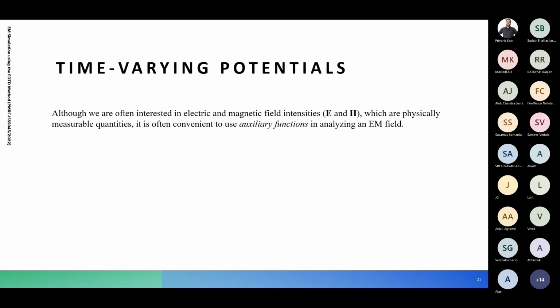Now, for the time varying potentials, although we are interested in electric and magnetic field intensities, which are physically measurable quantities, solving using E and H might be a little complex. Therefore, we use auxiliary functions for analyzing the EM fields. And what are these auxiliary functions? These are none other than the scalar electric potential, denoted by V, and the vector magnetic potential, denoted by A.